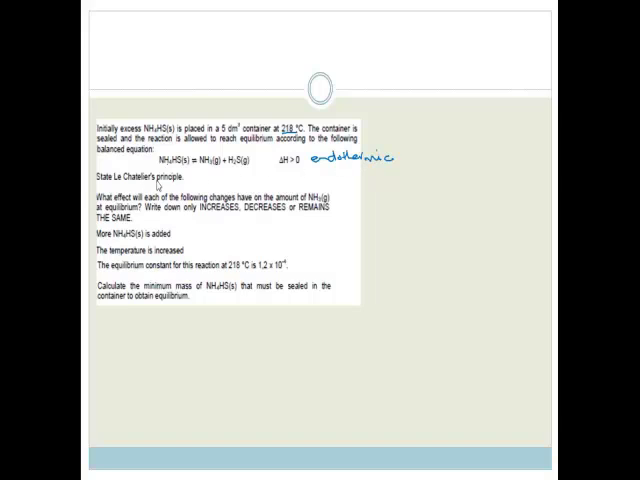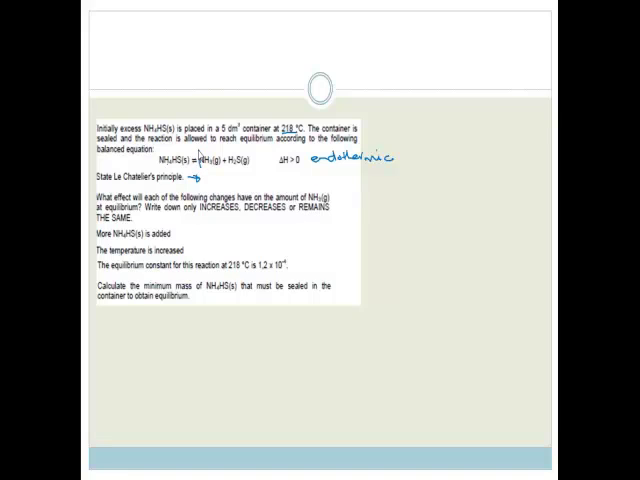State Le Chatelier's principle. Okay, now you guys need to go through your exam guidelines and find Le Chatelier's principle and go learn it properly. But basically what it says is that if we mess with the one side, it's going to do something to fix it. In other words, it's going to change this reaction in order to undo anything that we do to it. What effect will each of the following changes have on the amount of ammonia?